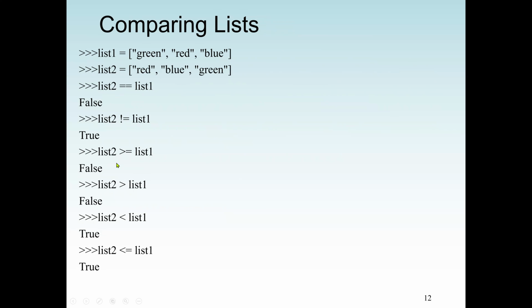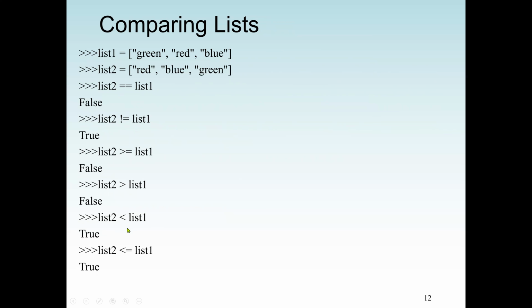So it's false. Now the next question said, is list 2 not equal to list 1? Yeah, that's true. If they are not equal, then equality gives us false, so not equal gives us true. Next, we are comparing if list 2 is greater than or equal to list 1. We say no. You can see the number of words in each.